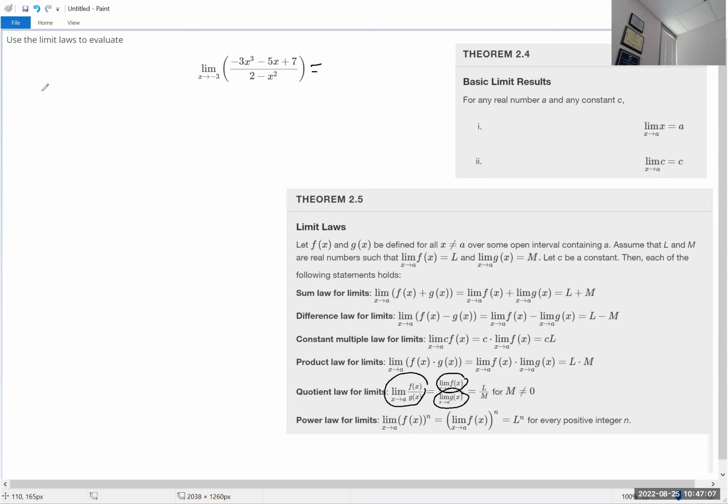So I've got the limit as x approaches -3, and we've got numerator, and then denominator. That's a 2.